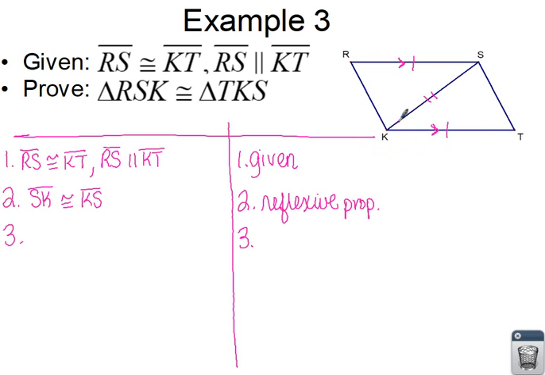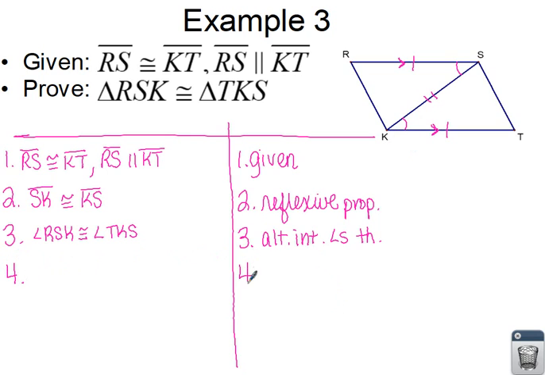Think of the line through the middle as the transversal. So that would mean we'd have an angle here and an angle here that are congruent. So angle RSK is congruent to angle TKS. Those, if you remember from your last test, are alternate interiors. So we would use the alternate interior angles theorem that says if the lines are parallel and cut by a transversal, then the alternate interiors are congruent.